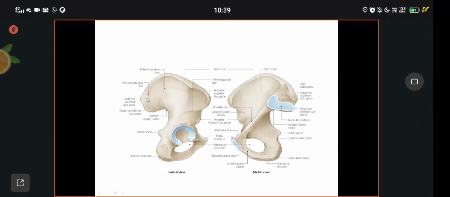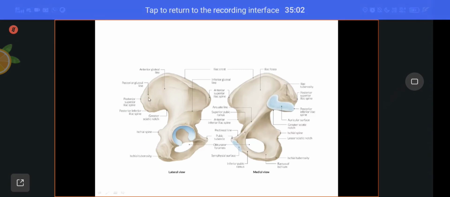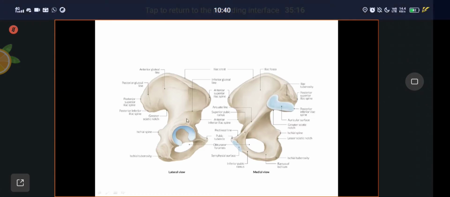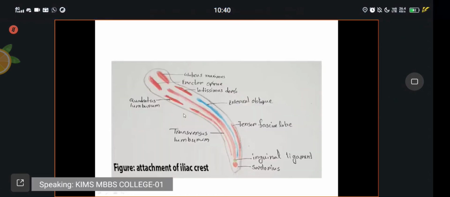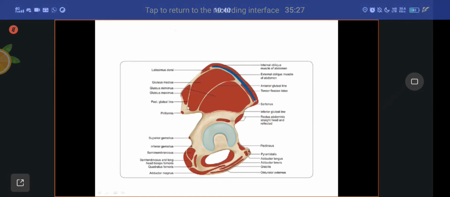Now coming to the four areas. The surface which is behind the posterior gluteal line, the part of the gluteal surface between the posterior gluteal line and the anterior gluteal line, the surface between the anterior gluteal line and the inferior gluteal line, and the part below the inferior gluteal line. So now, what are the muscles which are getting their origin from the gluteal surface? This is the gluteal surface of the hip bone.